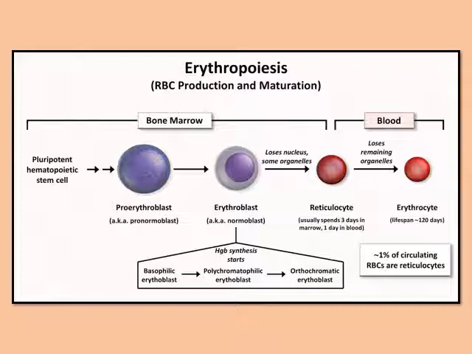Next to erythroblast is reticulocyte. Reticulocyte is the last stage of RBC production in bone marrow. Reticulocyte spends 3 days in marrow and 1 day in blood.